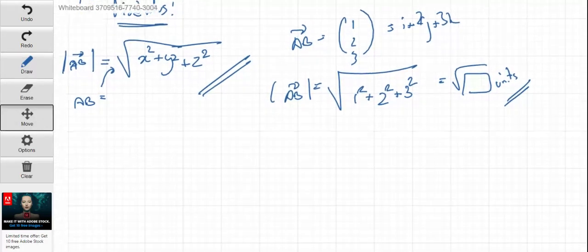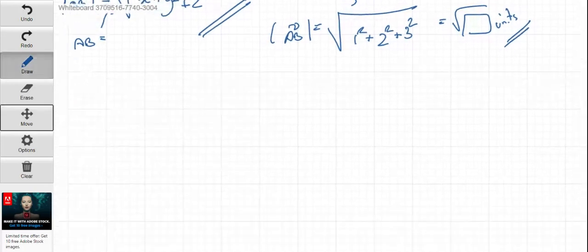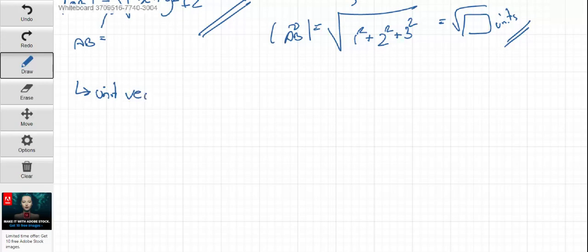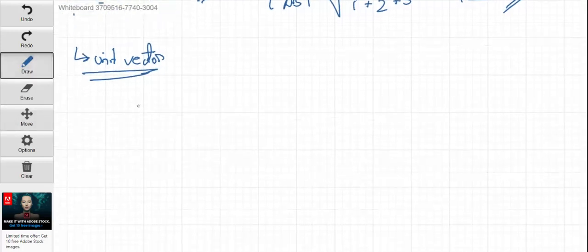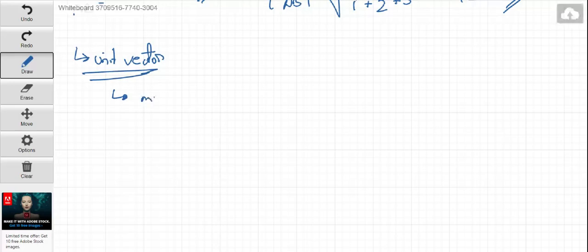Now, another concept that you have to understand very well is the concept of the unit vector, something that you've done in additional math. So what exactly is the unit vector? A unit vector is any vector that has a modulus or length of one unit.